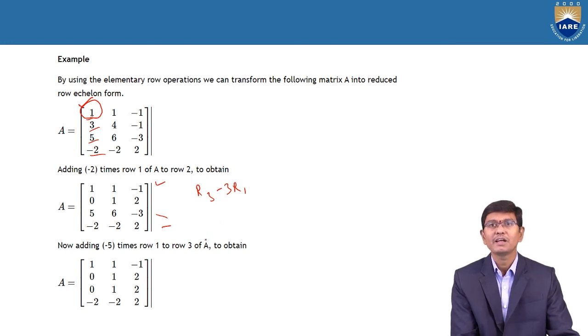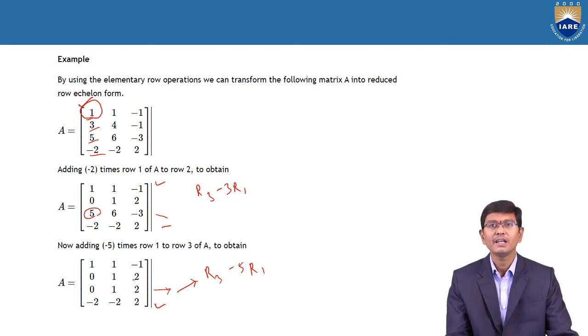Similarly, we change the 5 to 0 with the help of the 1 value. The operation is R3 minus 5 R1. By using this row operation, 1 1 1 minus 1 has no change, 0 1 2 has no change, and R4 has no change. Only R3 is changed with R3 minus 5 R1: 5 6 minus 3 changes to 0 1 2.